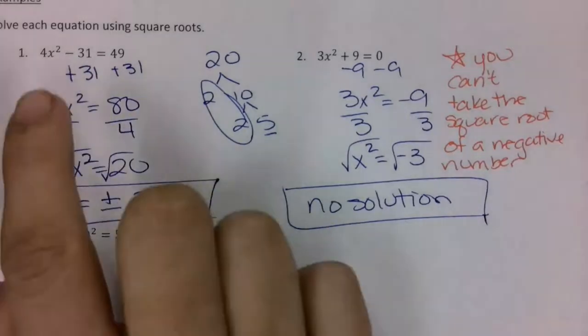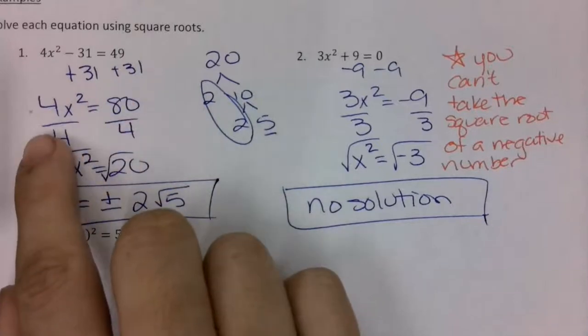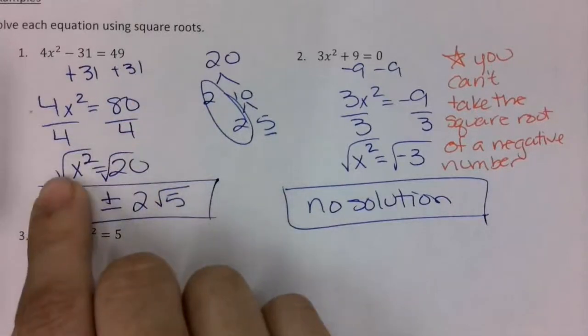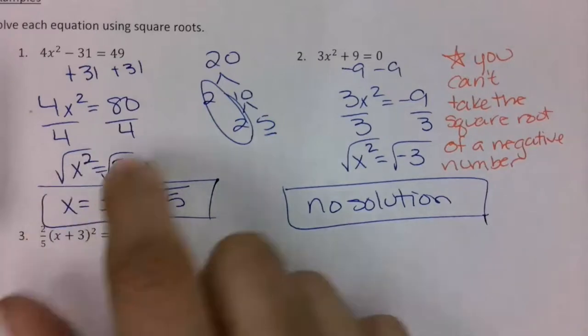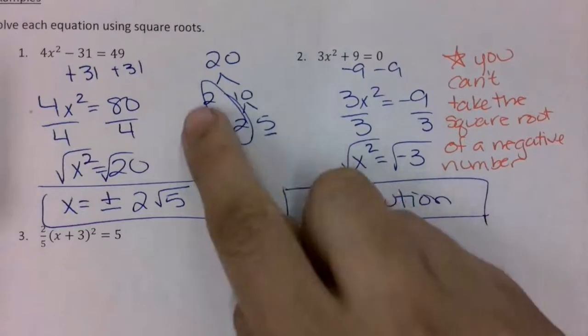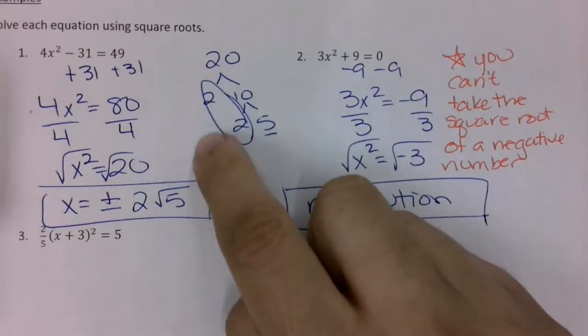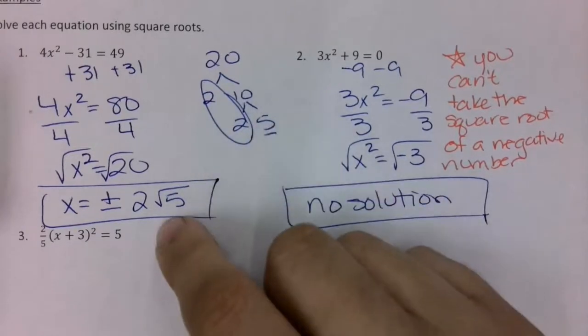Yeah, so what I did was I started off by adding 31 to both sides because I want to get the x squared alone. Then I divided by 4. I took the square root because that's the opposite of squaring. And for 20, to take the square root, I had to do the factor tree. So I listed out all my factors. When I have a pair of factors, those can go outside the radical, and I only write it once. And when I have leftover numbers, those stay inside the radical.